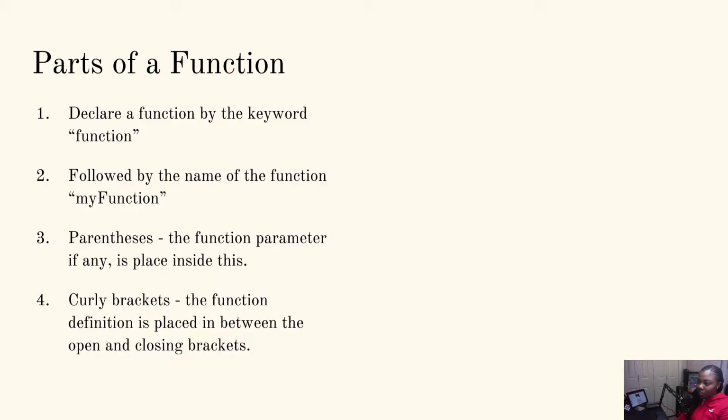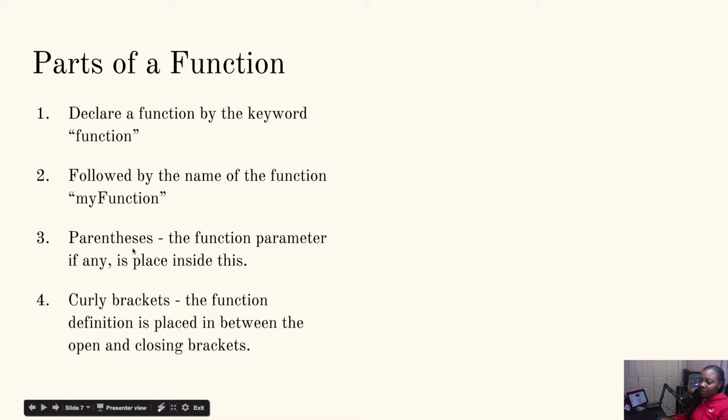Parts of a function. You declare a function with the keyword function. I'm going to read through these real quick and then I'm going to show you. It's followed by the name of the function. So you could just call it myFunction or something. And again, this is camel casing, where the first word is lowercase and then every word after it starts with a capital letter.